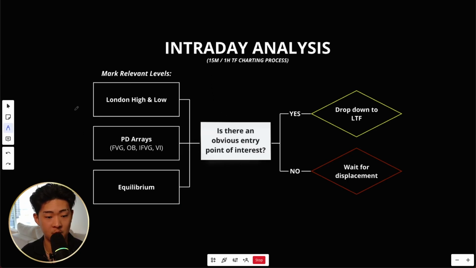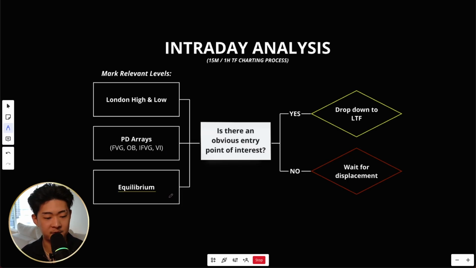Once you're on these charts, the first levels you're going to mark out are London high and London low. And if you don't know what these levels are, it is simply the highest high and the lowest low that has been formed between 2 a.m. and 5 a.m. of the previous day. Price likes to use these levels to decide the trend for New York session. Along with that, you're marking out all the PD arrays as well, anything that you can potentially use for an entry. And last but not least, you're going to draw out your equilibrium.